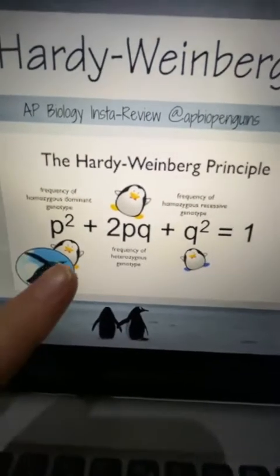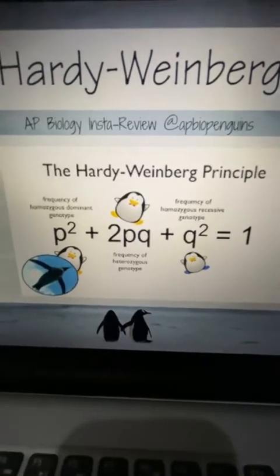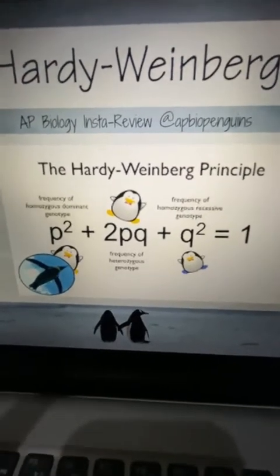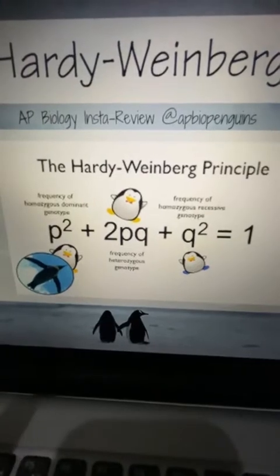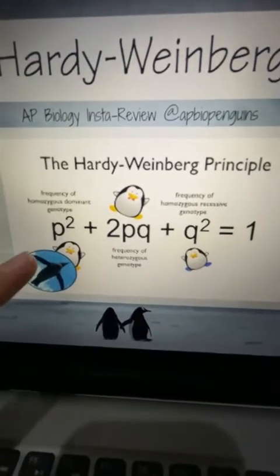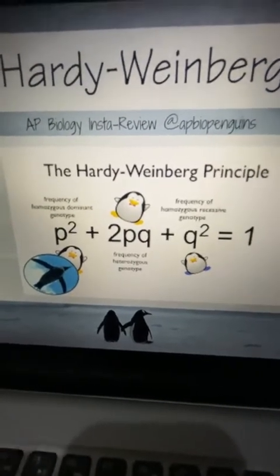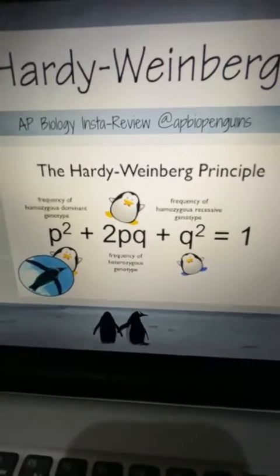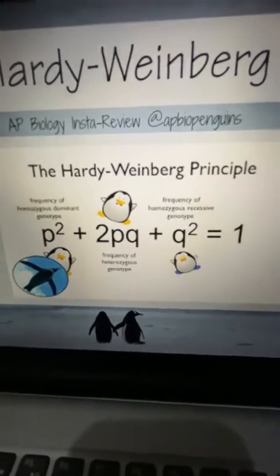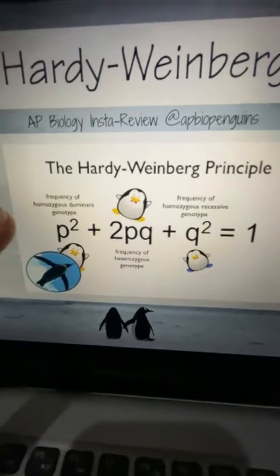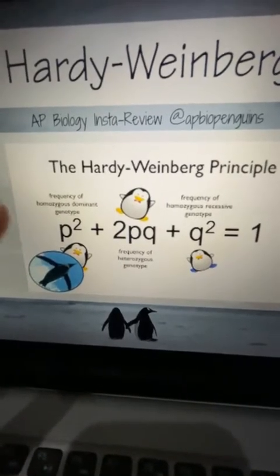On my screen, I've got the main one: p squared plus 2pq plus q squared equals 1, in which the p is going to look at your dominant allele. So if I have p squared, that means I have 2 dominant alleles, and we all know that 2 dominant alleles means it's homozygous dominant, right? So p squared is your frequency of homozygous dominant.